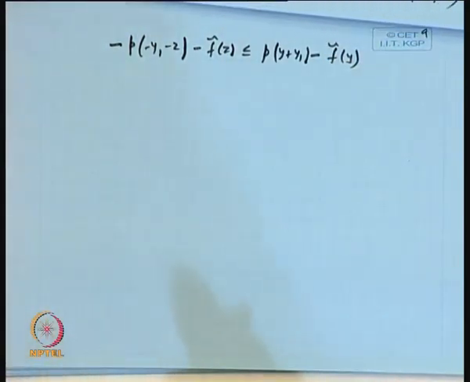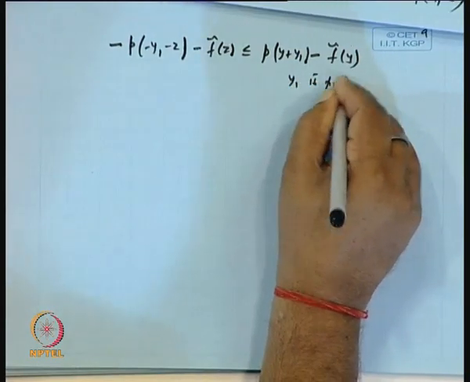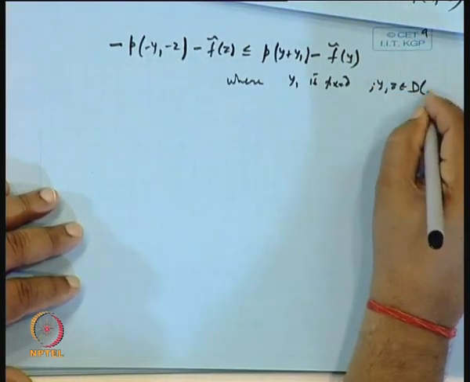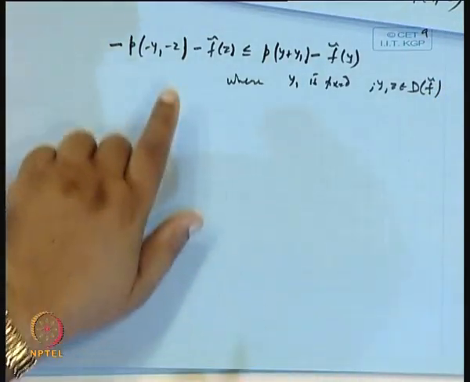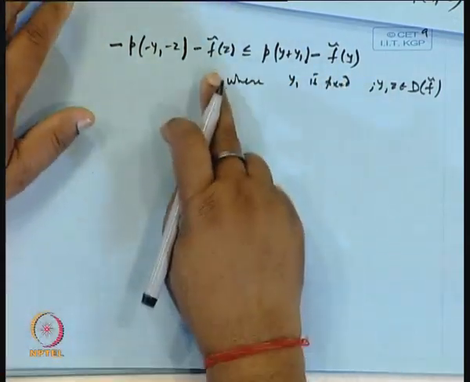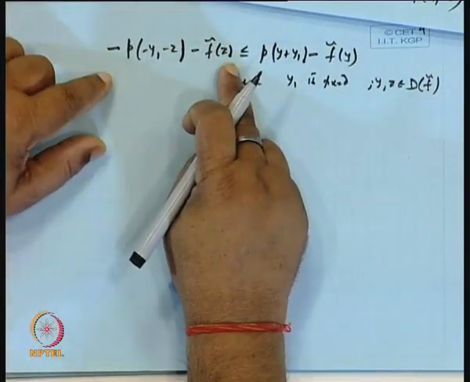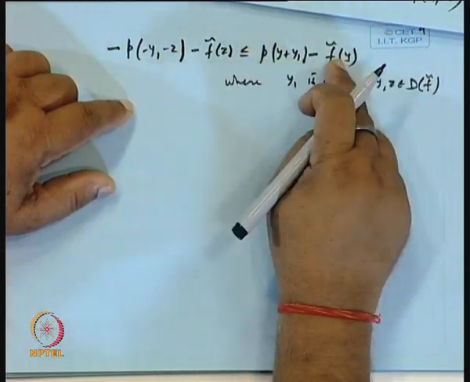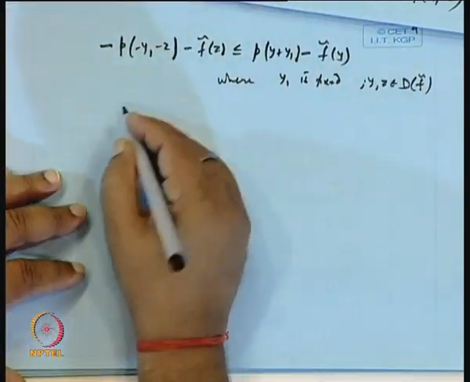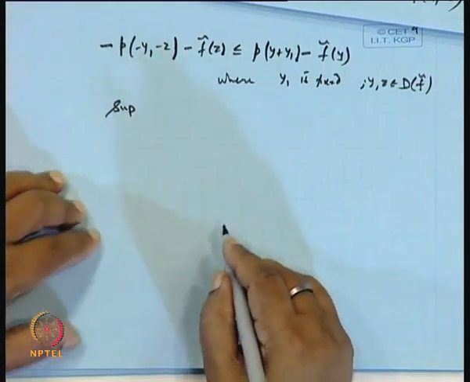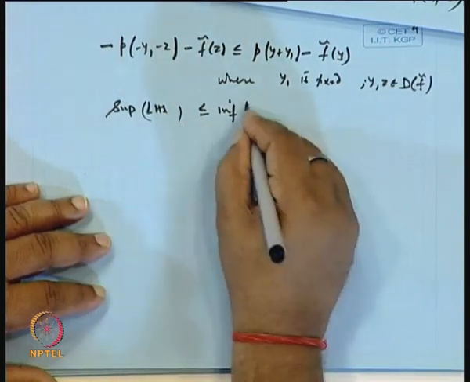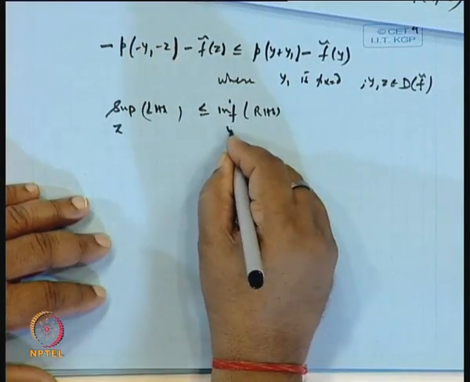Okay. Now, y1 is a fixed element, where y and z are elements of the domain of F delta. Now, the left hand side is independent of y, and the right hand side is independent of z. So, if I take the supremum of this side over z and the infimum over y, then the result will continue to hold good. So the supremum of the left hand side, taken over z, is less than or equal to the infimum of the right hand side, taken over y.